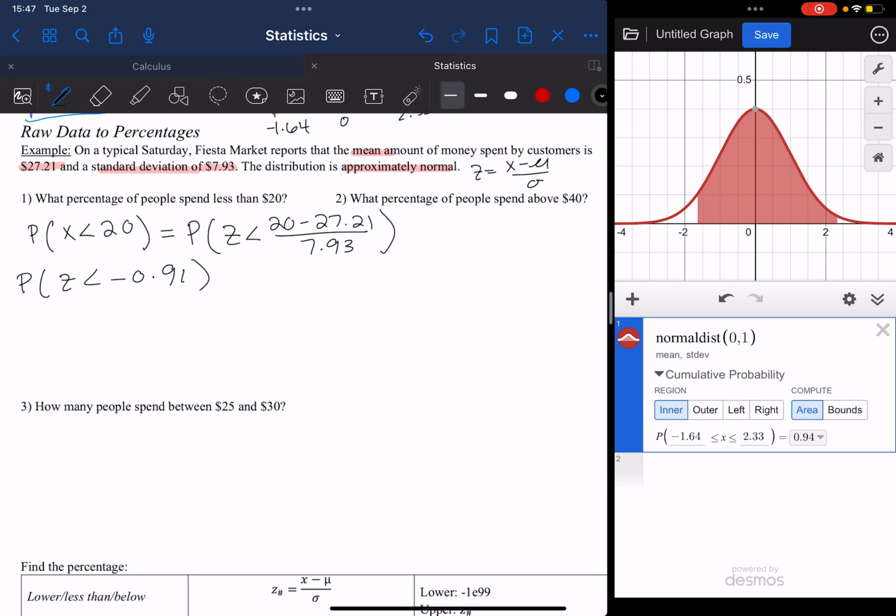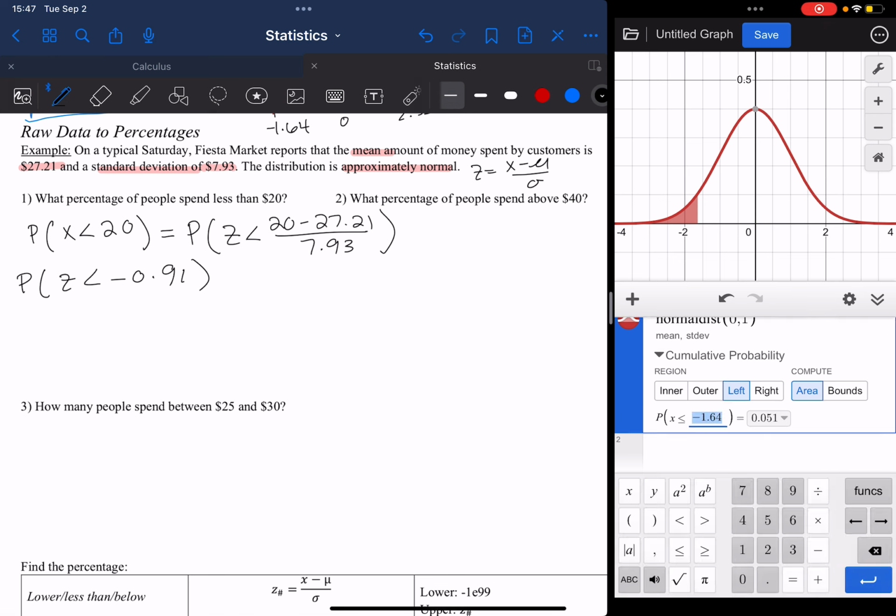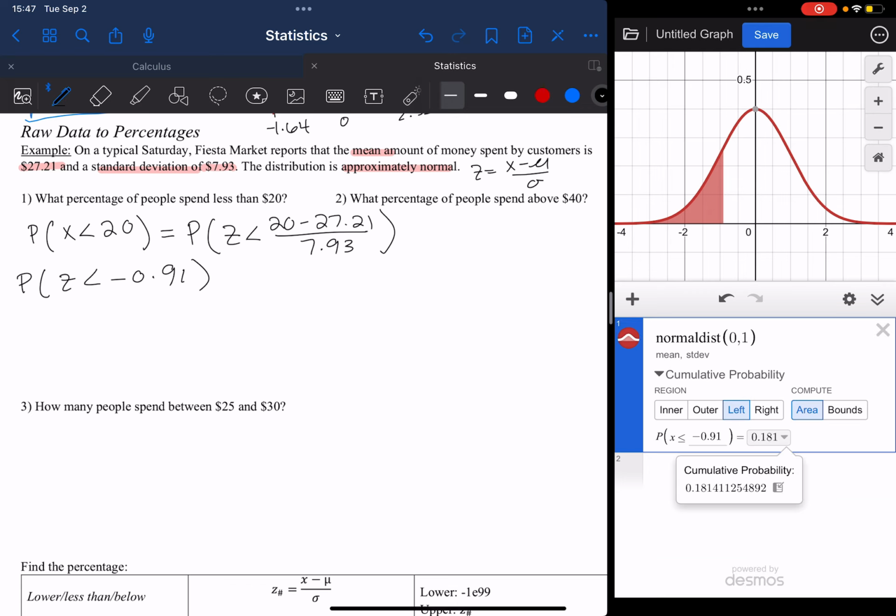Well, I can do that by going over to Desmos. Notice that this is Z is less than, so I'm looking at the left side. And then here, I'm going to type in negative 0.91. Drop that down, and I get that the percentage of people would be 0.1814, or approximately 18%. So approximately 18% of people spend less than $20.